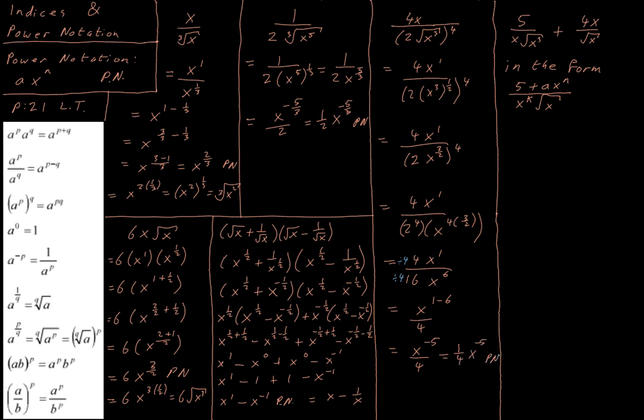So that's it in power notation. And as a final answer in an exam, we would tend to bring the negative power down to make it positive again. So we'd have 4 all over x to the 5. But that's it in power notation.